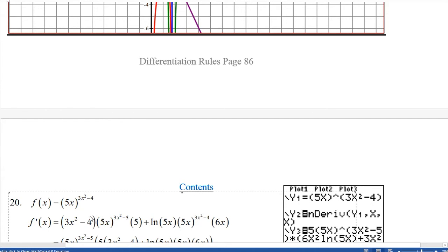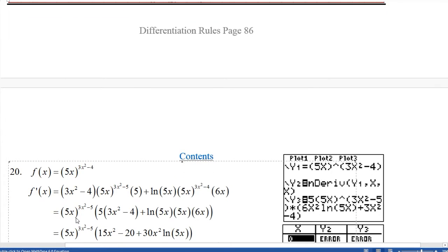Now we treat it as if it were an exponential function. For an exponential function, you take the logarithm of the base times the original function just like it is, but then we also have to multiply by the derivative of that power. And the derivative of the power is 6x. And so there's the derivative right there. We're just going to clean it up a bit.